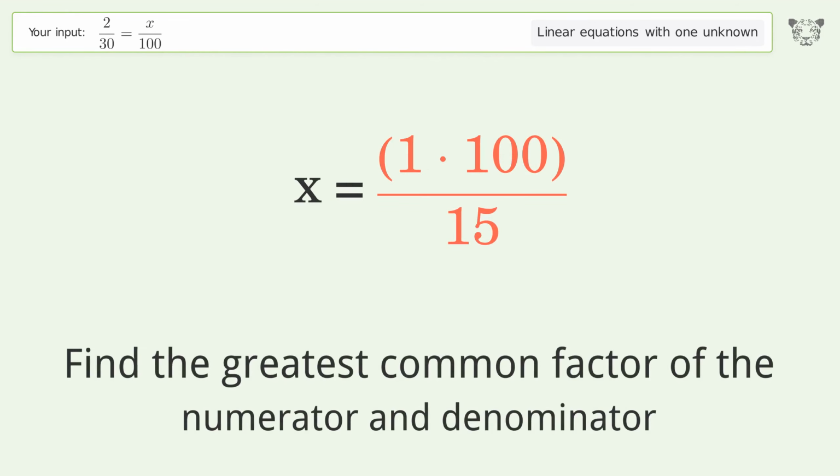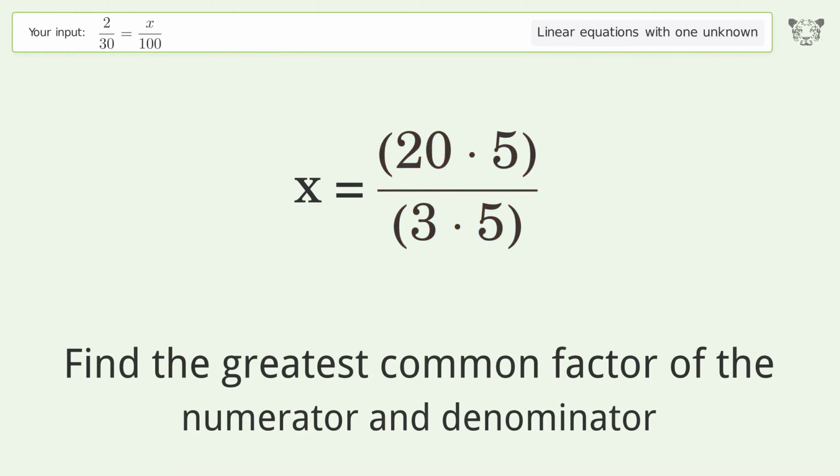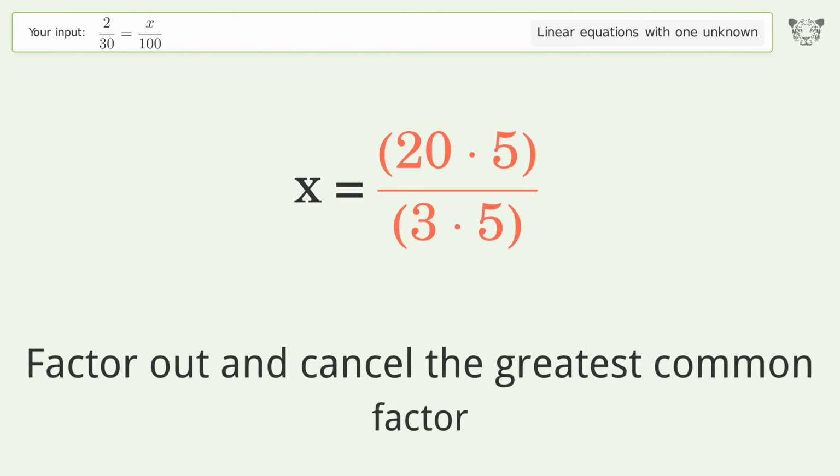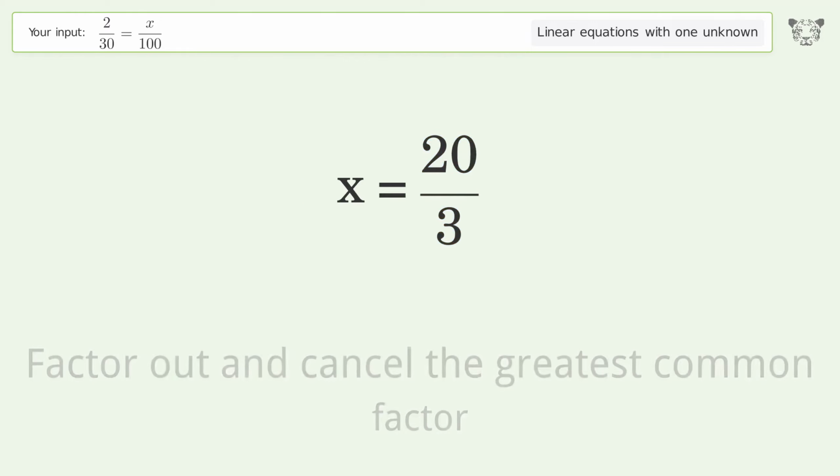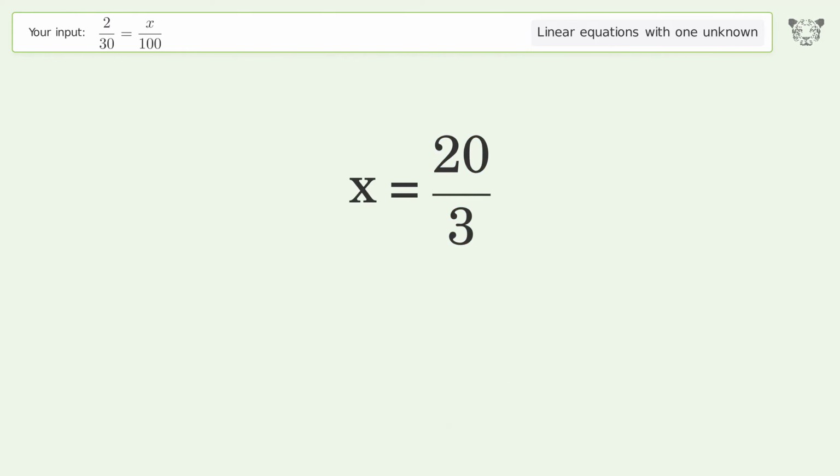Find the greatest common factor of the numerator and denominator. Factor out and cancel the greatest common factor. And so the final result is x equals 20 over 3.